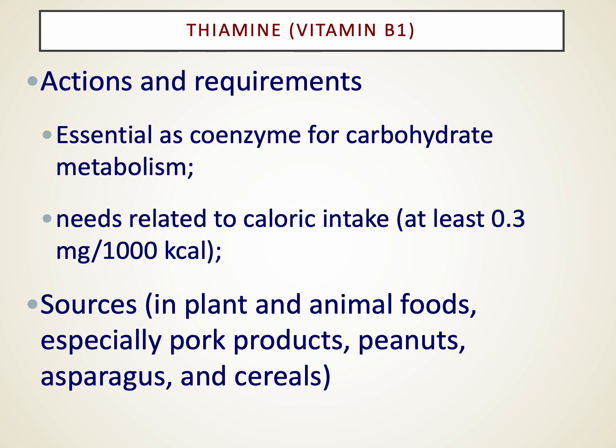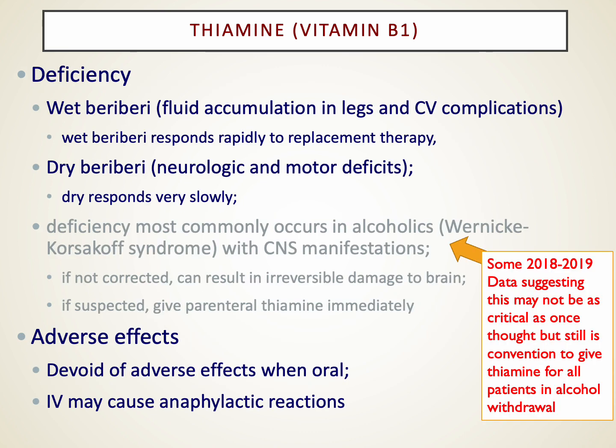Thiamine is found in lots of plant and food sources, particularly pork, peanuts, asparagus, and a number of cereals. Deficiency can include wet beriberi or dry beriberi, but most often in alcoholism, what we think about is Wernicke-Korsakoff syndrome and other central nervous system manifestations, which can result in serious brain injury, so we need to be careful about that. And we never want to give dextrose or carbohydrates to a patient who we know or highly suspect could be thiamine deficient until we give them thiamine.